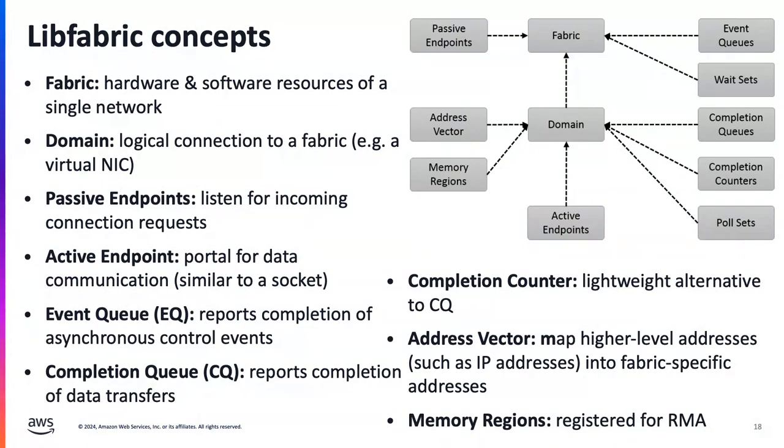There's an address vector, which maps high-level addresses, such as IP addresses, into fabric-specific addresses. So even if you're running on a fabric that has no concept of IP or Ethernet MAC address, if it's something crazy, the address vector can perform that mapping. And then there's the memory regions. So this is when we're registering memory so that it's not going to get paged out of physical memory.